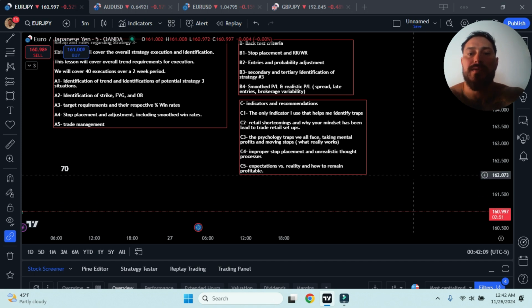C3, the psychology traps we all face, and taking mental profits and moving stops, and what really works, improper stop placement, and unrealistic thought processes. And this is really important because as a new trader, everybody's looking for the perfect RR. Where should I put my stop? When do I take profits? And the realistic thing is, if you cannot be profitable with a 1-to-1 risk to reward ratio or a 2-to-1 risk to reward ratio, then you are not going to be profitable with a 5-to-1.